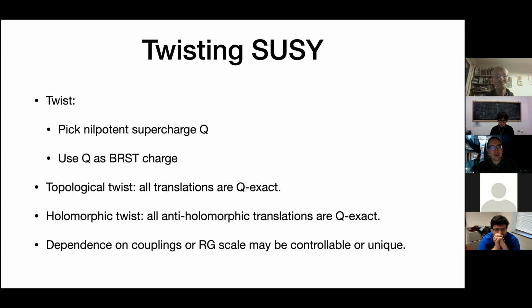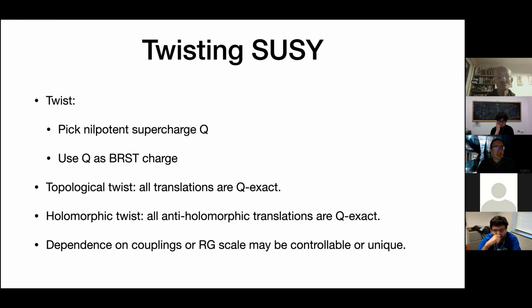A twist is called topological if all the translation symmetries are Q-exact. So if you plug your supercharge inside the super Poincaré algebra, you can check how many translations we find on the right hand side as you vary the other supercharge. And if they are all exact, that means that the location of operators is a gauge symmetry in this new theory, so the correlation functions are essentially independent of the position of operators, although sometimes you can get some interesting topological dependence. On the other hand, a twist is called holomorphic if all the anti-holomorphic derivatives are Q-exact, meaning that the correlation functions will roughly depend on the position of operators holomorphically.